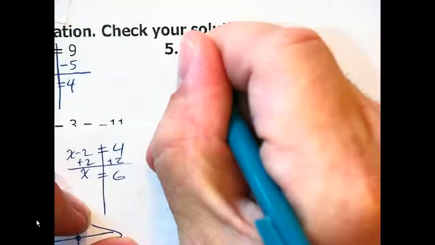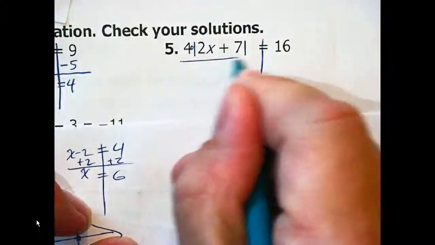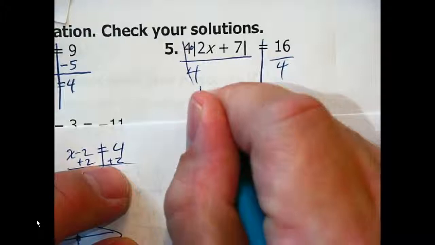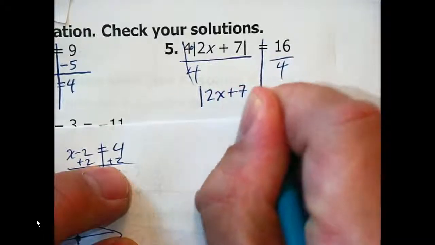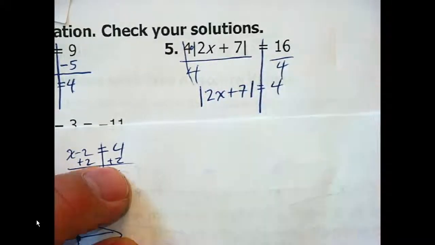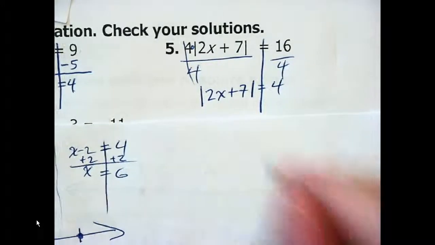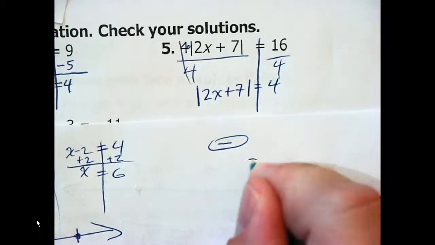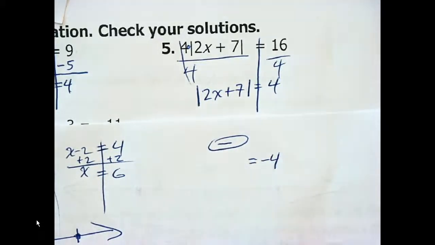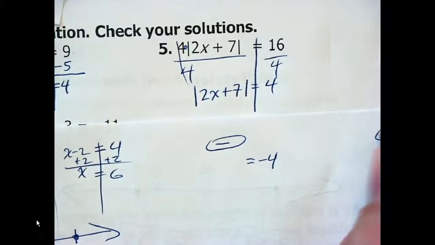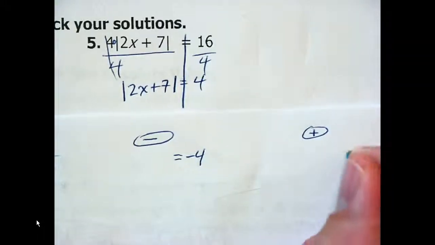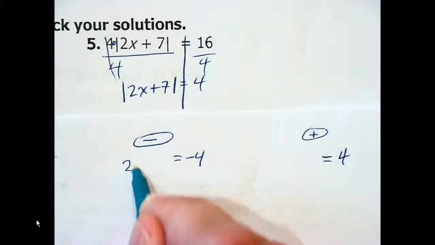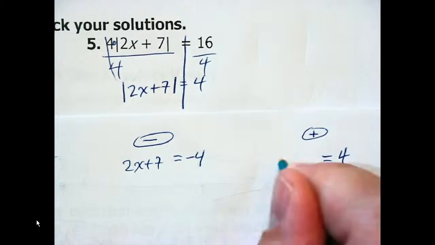So they're multiplying by 4. So to undo that, get rid of it, divide. You got to get the absolute value alone. That cancels. |2x plus 7| equals 4. So what's our negative case? Negative 4. And what's our positive case? Positive 4. You guys tell me if I go off the screen like that, please. So this becomes 2x plus 7, and 2x plus 7.